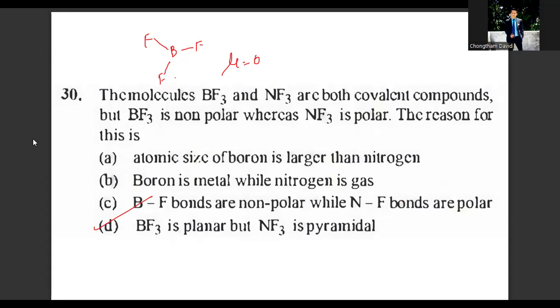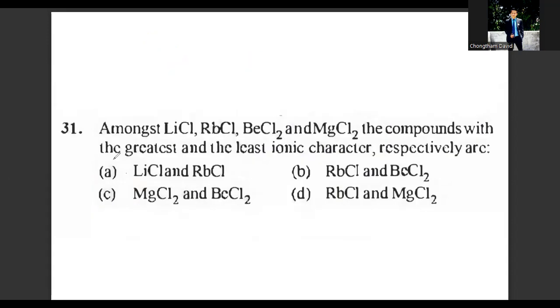31. Among lithium chloride, rubidium chloride, barium chloride, and magnesium chloride, the compounds with the greatest and the least ionic character are. So according to Fajan's rule, the smaller or highly charged cation has the greatest covalent character, while the large cation with smaller charge has the greatest ionic character. So 31 would be B.